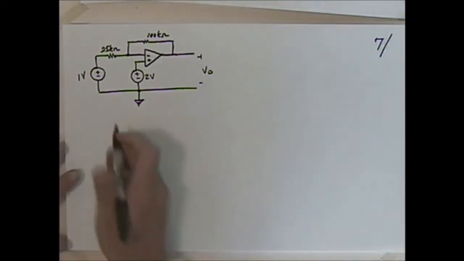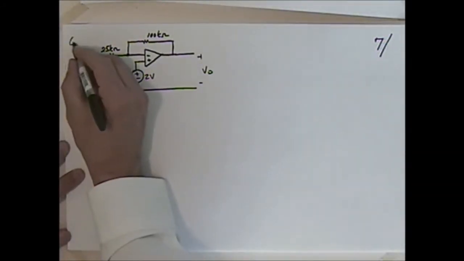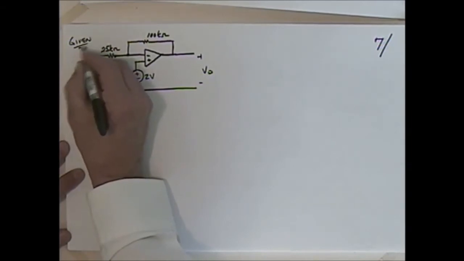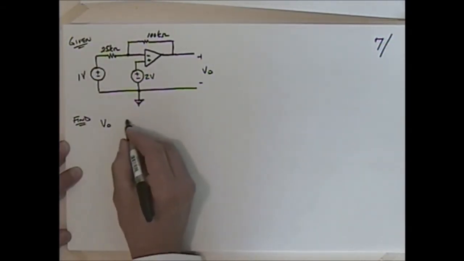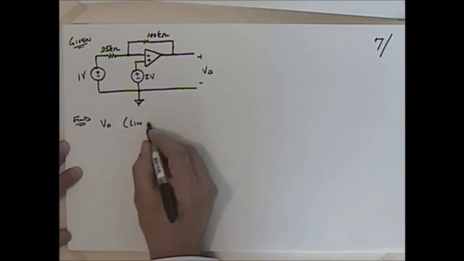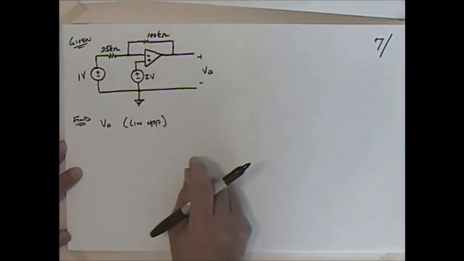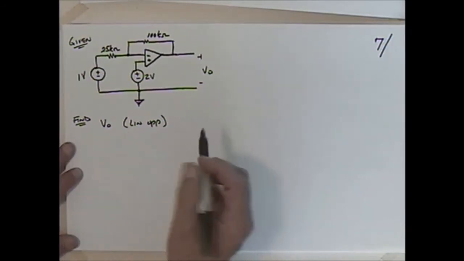Okay. And again, in this one, given this, we would like to find V naught, assuming linear operation. Okay. So what do we do?